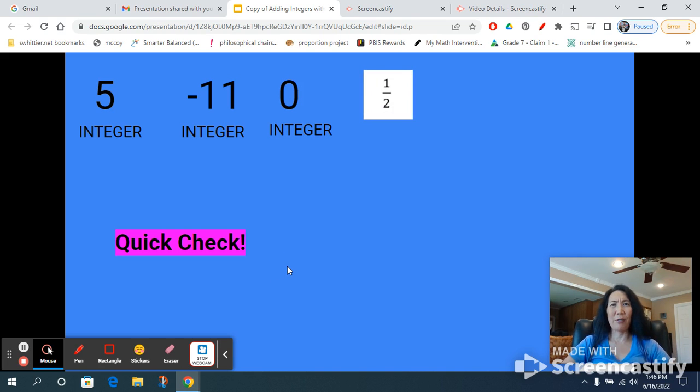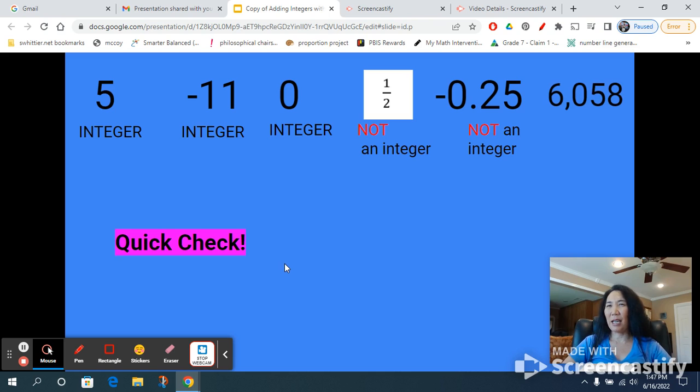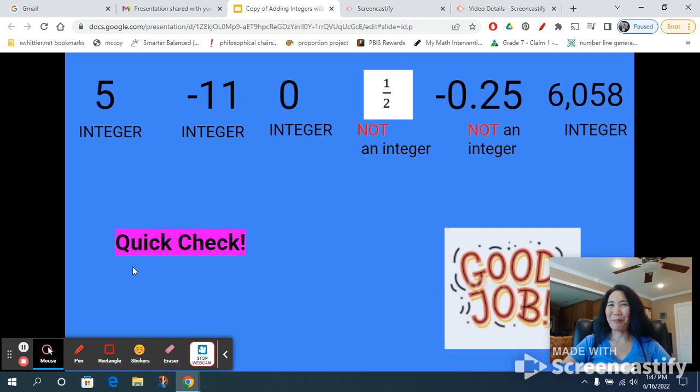What about 1/2? No, that is not an integer. It is a positive fraction. It's part of a number. It is not a whole number, so it's not an integer. What about negative 0.25? Nope, not an integer. It is a negative decimal. Again, part of a number. What about 6,058? Yes, that is an integer. It's a very large integer, but no fractions, no decimals. This is an integer. Good job.